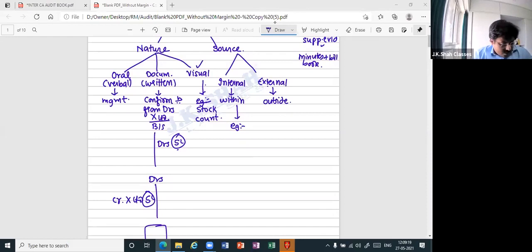Correct. Can I say books of accounts are generated inside the organization only? Since books of accounts are generated inside the organization, like purchase book, sales book, cash book, bank book, use common sense. Can I say that is internal evidence? Vouchers also. Okay. Give me an example of external now.